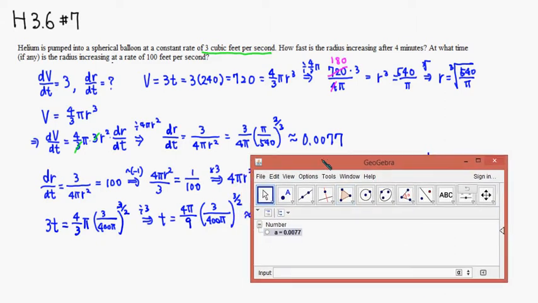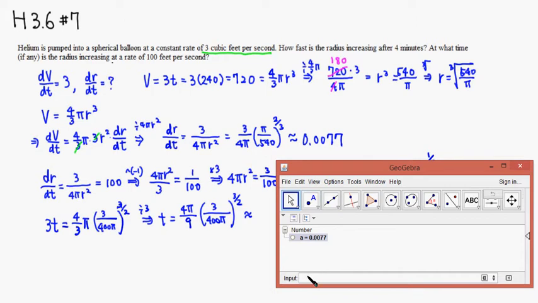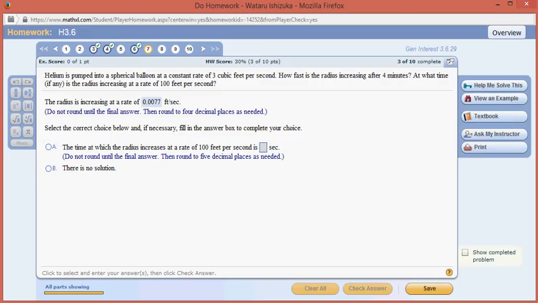If you compute that value, 4 pi divided by 9, multiplied by 3 over 400 pi, raised to the 3/2 power, and hit enter, I get 0.0002. Let's plug it in.